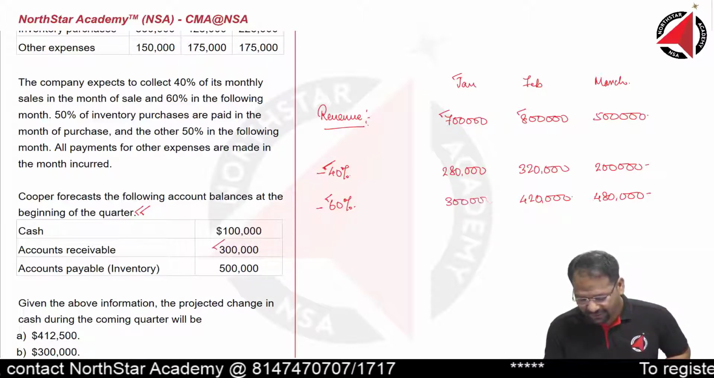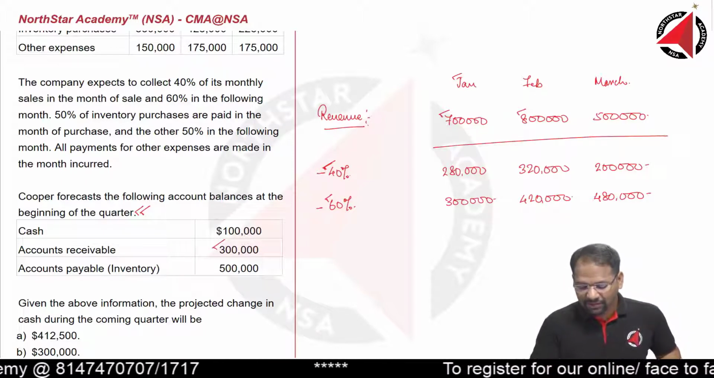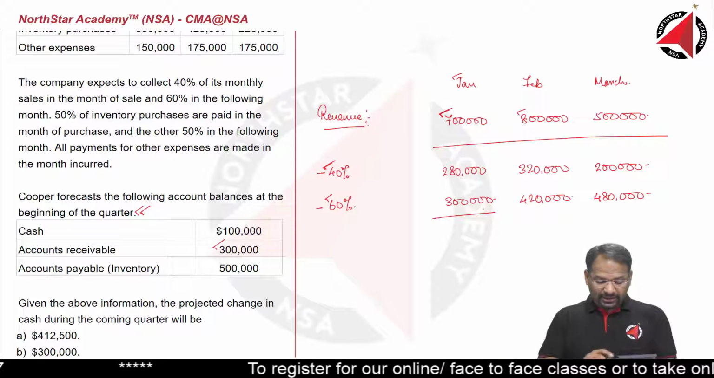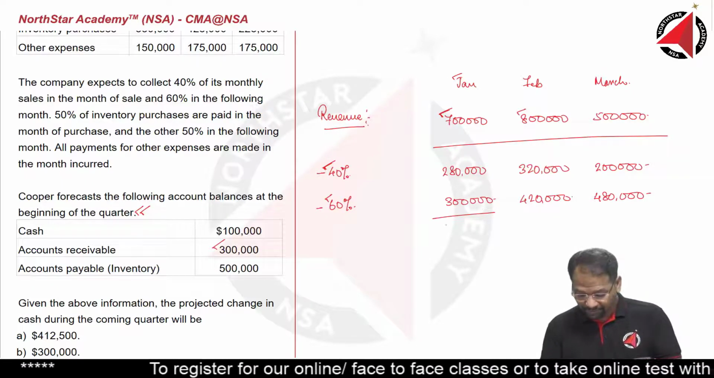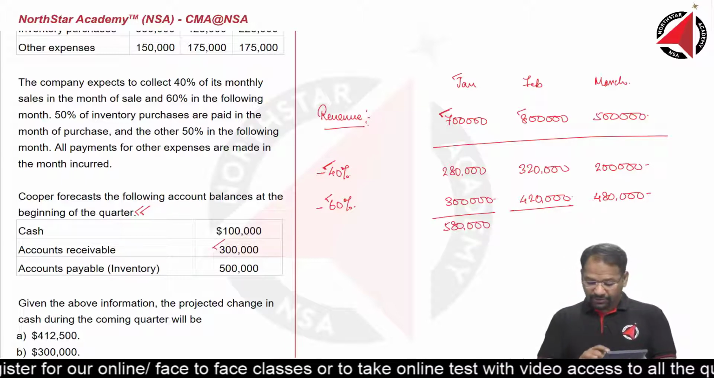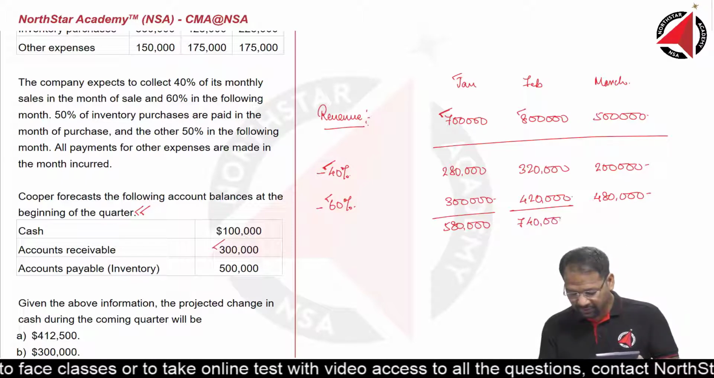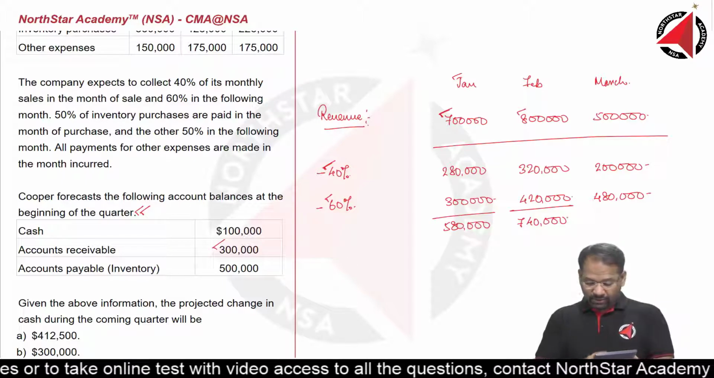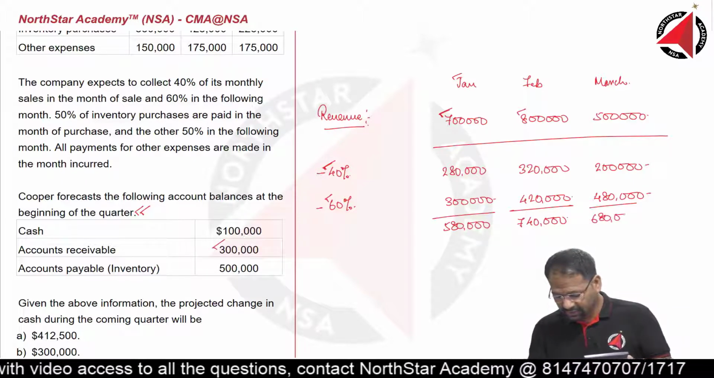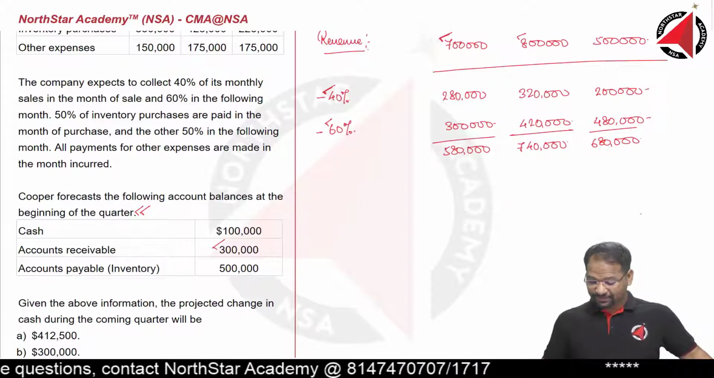This is very important. So how much is the total collection? So please draw a line so that you don't land up adding this. So my total receipts for the January month is 280,000 plus 300,000, $580,000. For the month of February, 320,000 plus 420,000, $740,000. And last one, 200,000 plus 480,000, we have $680,000. These are the total receipts for each of these months.